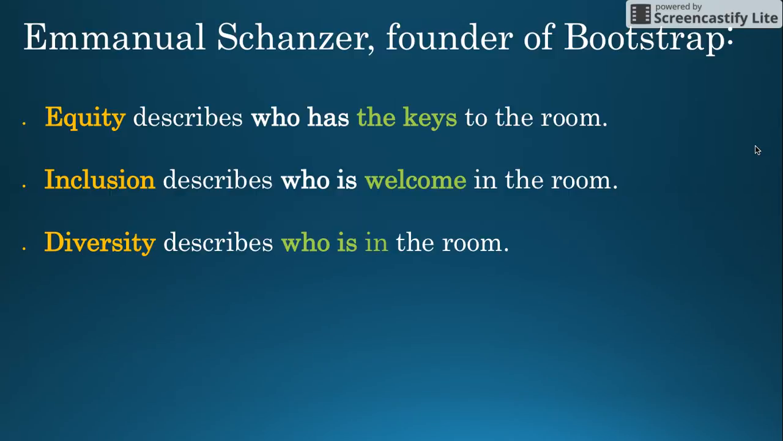And our last slide is just something to think about. A person from Bootstrap, Emmanuel Schanzer, came up with this, and I think it's a great way to think about your makerspace in 3 different ways. So first is equity, describes who has the keys to the room. You want everyone to have the keys to the room, or you don't want to have any key to the room at all.